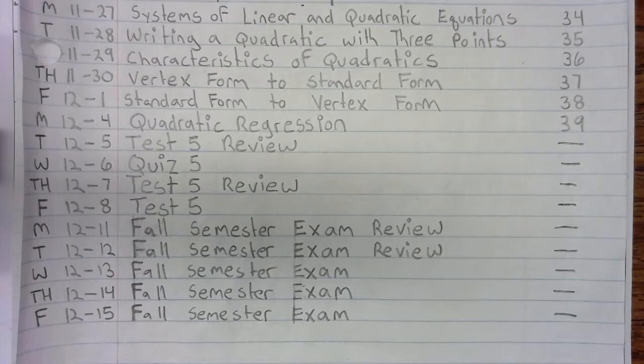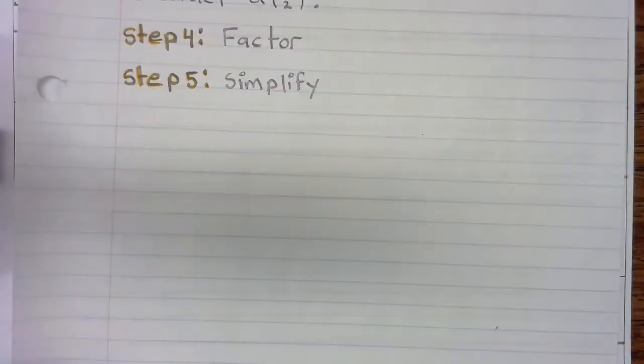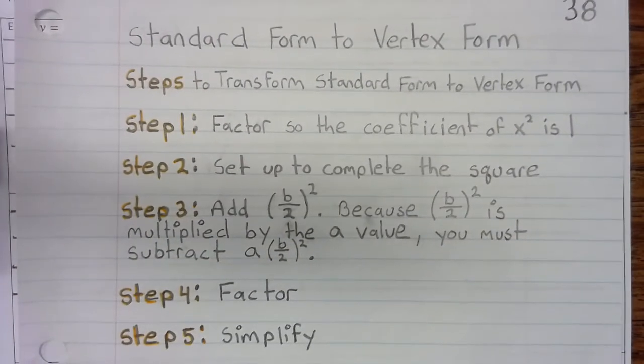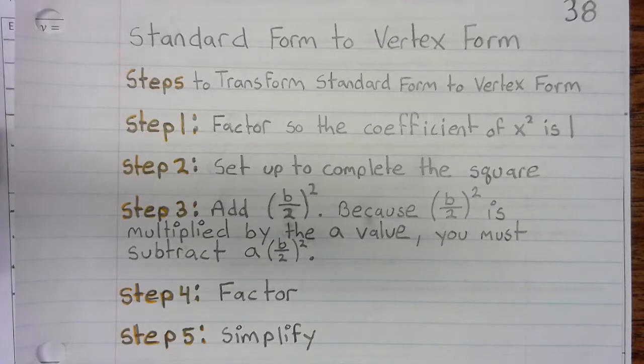So if you would, update your table of contents. All right, now your table of contents are updated. Let's take a look at our notes. All right, standard form to vertex form, page 38. Steps to transform standard form to vertex form.